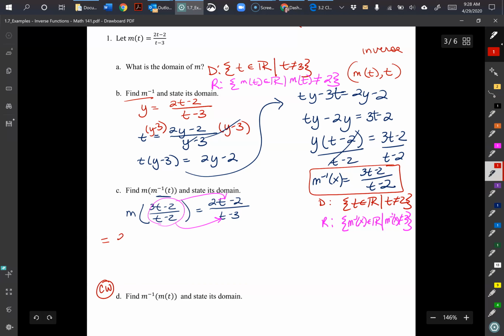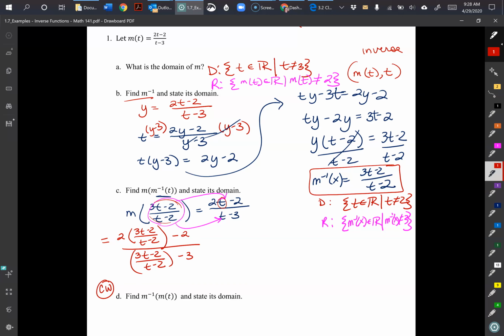So I have 2 times (3t minus 2 over t minus 2) minus 2. So I'm going to double check. Did I get everything in there? This whole thing in for t here. Now I have to also do that whole thing in for t in the numerator. Denominator. I got it in the numerator. Now I'm doing denominator. So I have that and then minus 3. Let's make this a little smaller.